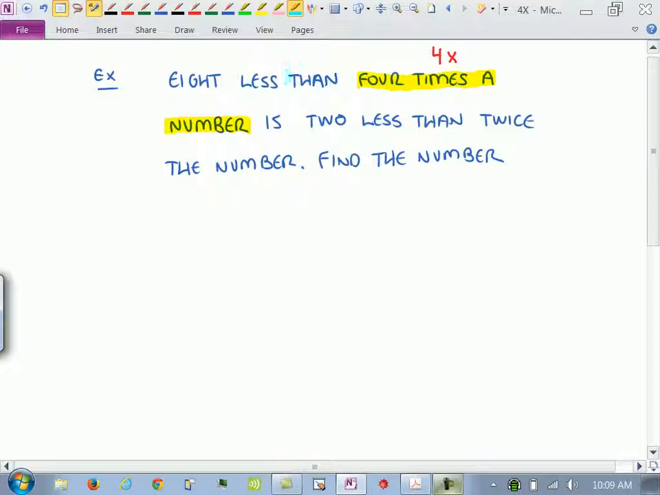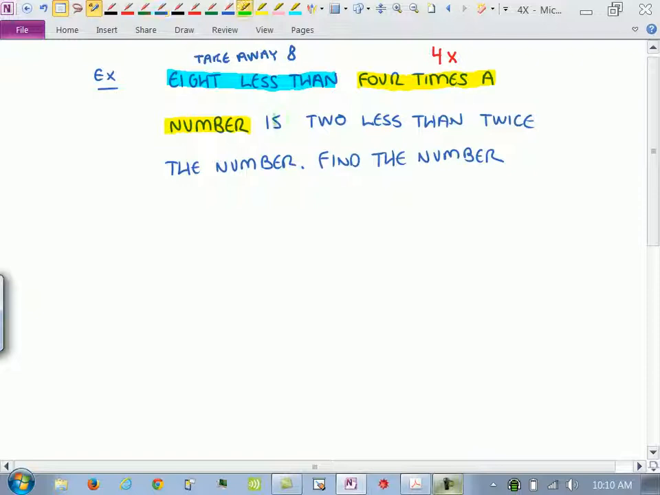The 8 less than means I want to take away 8, right? I want to take away 8 because it's 8 less than. I want to take 8 away from what? 4x, right? I don't want to do 8 and take away 4x. You'll see I'm going to write them down here because that order is so important there.